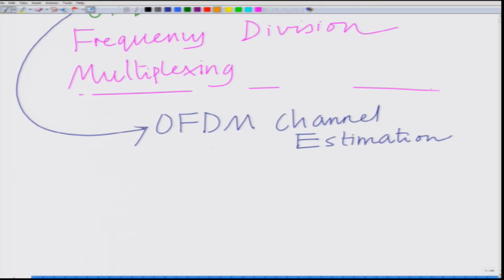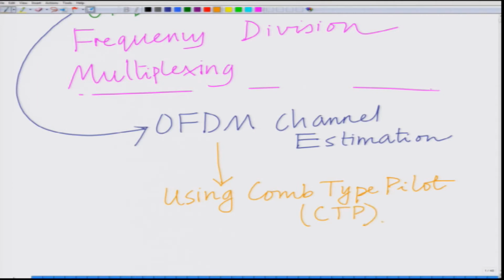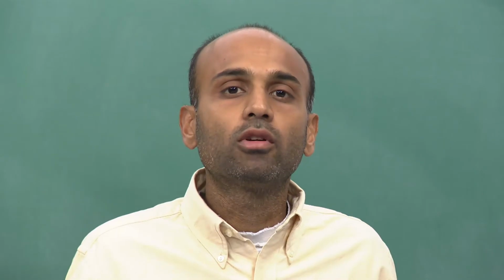So OFDM channel estimation using comb type pilot symbols, or we can also abbreviate this as CTP, where CTP represents a comb type pilot transmission for an OFDM system. Right. So first let us understand what is this comb type pilot and pilot transmission, and let us understand what is the motivation for comb type pilot transmission.